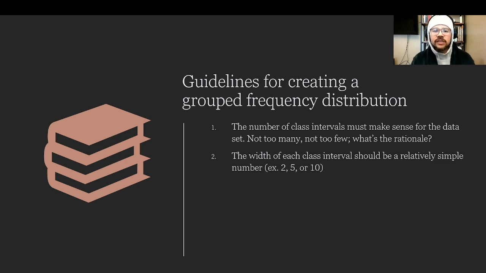The width of each class interval, so that is how many scores are contained within each class interval, should be a relatively simple number. So, as an example, I've given you ideas of 2, 5, or 10. That does make it easier to help you organize your data into equally sized class intervals. What I'm trying to say is having class intervals with the same interval sizes is particularly helpful for illustrating those patterns that we're trying to identify.